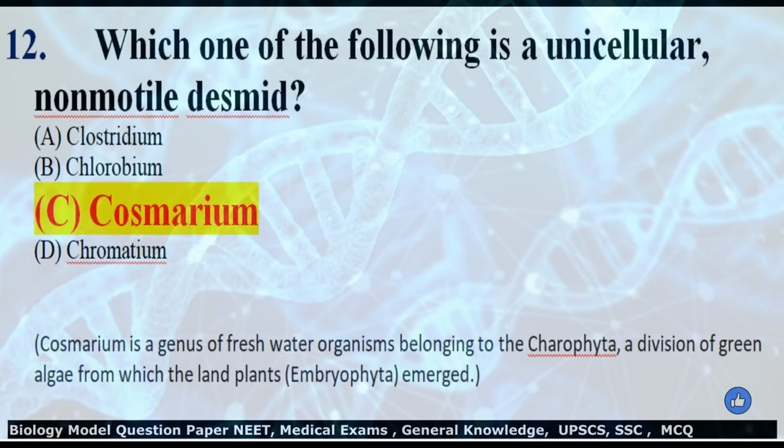Question number 12. Which one of the following is a unicellular non-motile desmid? Answer C. Cosmarium. Cosmarium is a genus of freshwater organisms belonging to the Charophyta, a division of green algae from which the land plants, Embryophyta, emerge.